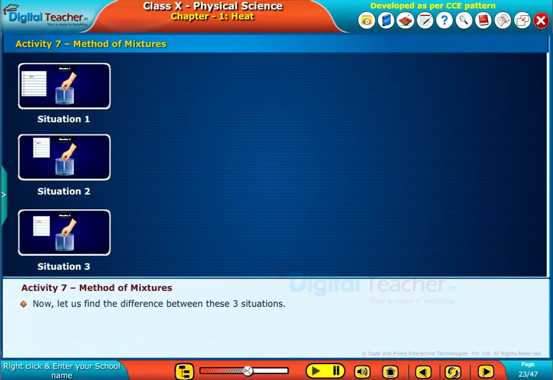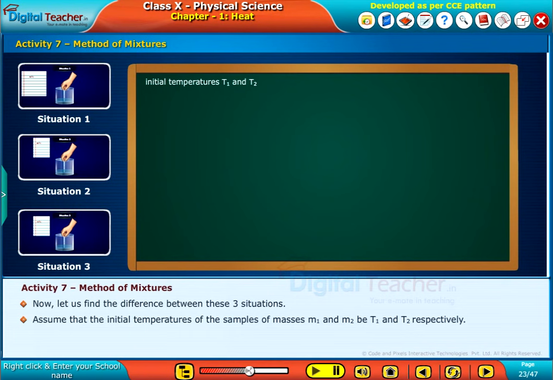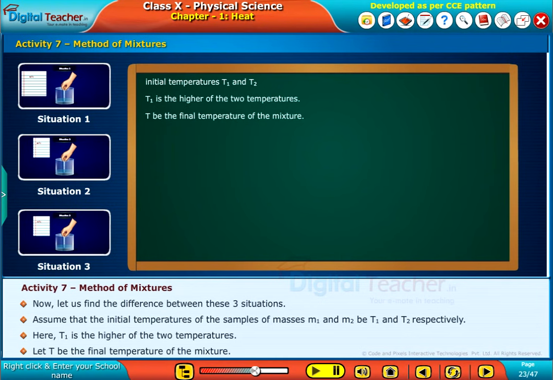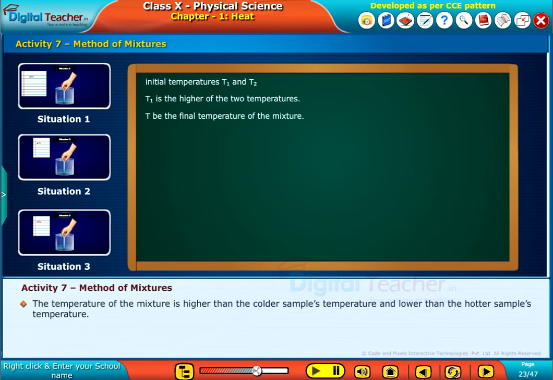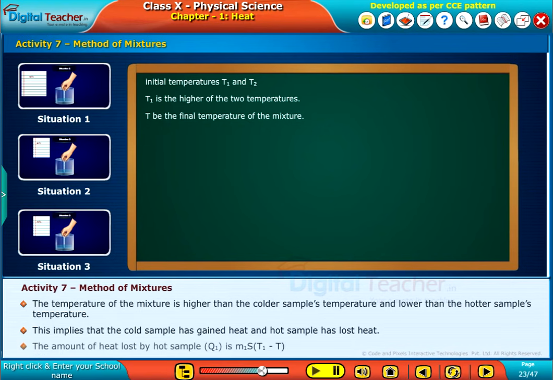Now, let us find the difference between these three situations. Assume that the initial temperatures of the samples of masses M1 and M2 be T1 and T2 respectively. Here T1 is the higher of the two temperatures. Let T be the final temperature of the mixture. The temperature of the mixture is higher than the colder sample's temperature and lower than the hotter sample's temperature. This implies that the cold sample has gained heat and the hot sample has lost heat.